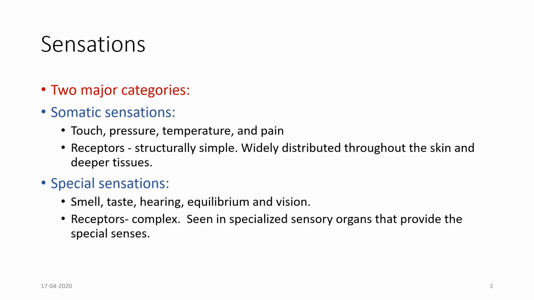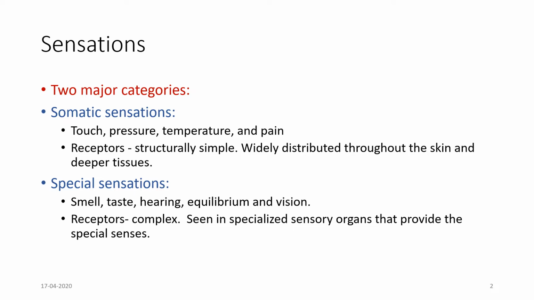There are two major categories of sensations: somatic sensations and special sensations. What are somatic sensations? Pain, temperature, touch, pressure. These are the somatic sensations. There are receptors for these sensations which are structurally simple and they are widely distributed throughout the skin and deeper tissues.